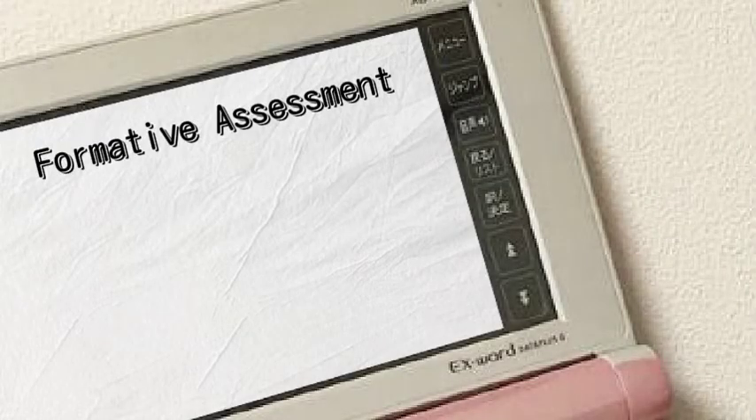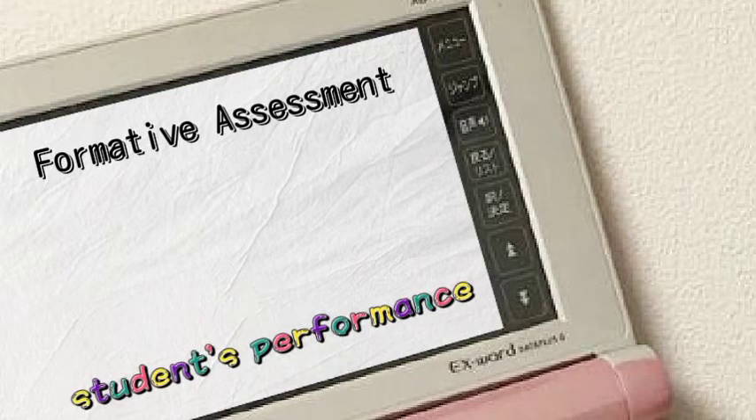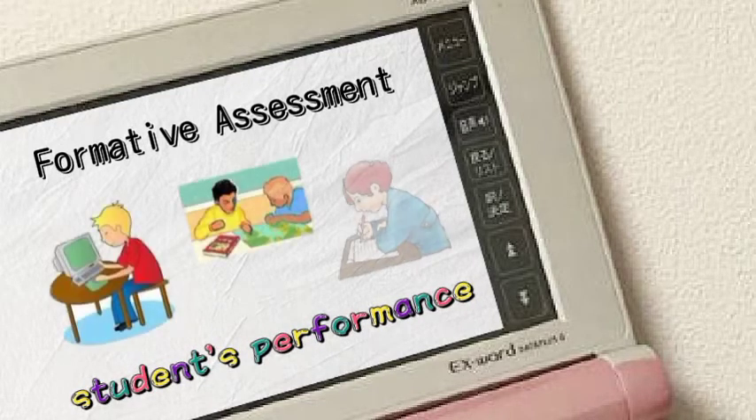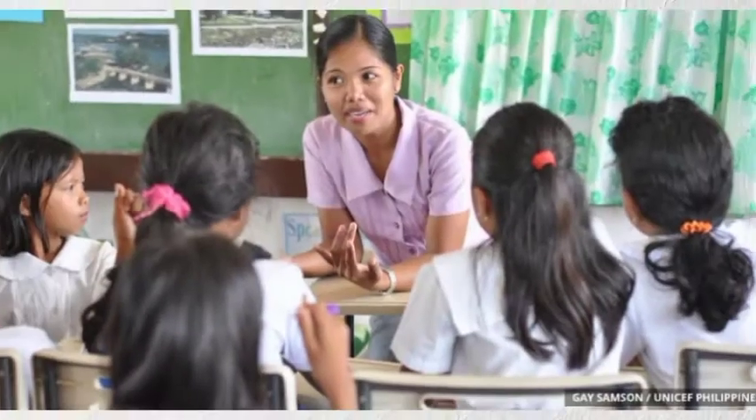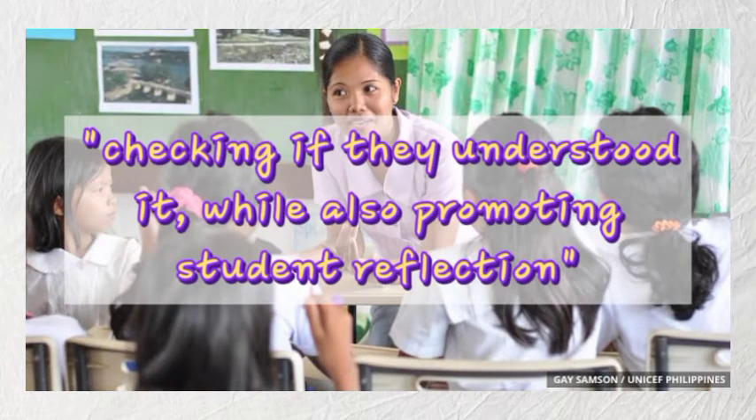The second type is the formative assessment. This assesses a student's performance during instruction and usually occurs regularly throughout the instruction process. This can be an easy means of checking whether students have understood lesson content while also promoting student reflection.